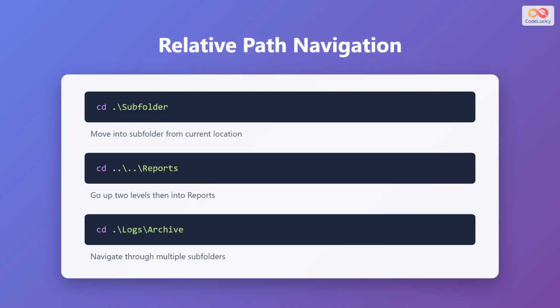Relative paths let you navigate based on your current location rather than specifying the full path. To move into a subfolder from your current location, use cd followed by .\subfolder. The dot represents your current directory. You can also go up multiple levels and then into a different folder. For example, cd ..\..\reports goes up 2 directory levels and then enters the reports folder. You can navigate through multiple subfolders in one command, like cd .\logs\archive, which goes into the logs folder and then into its archive subfolder.